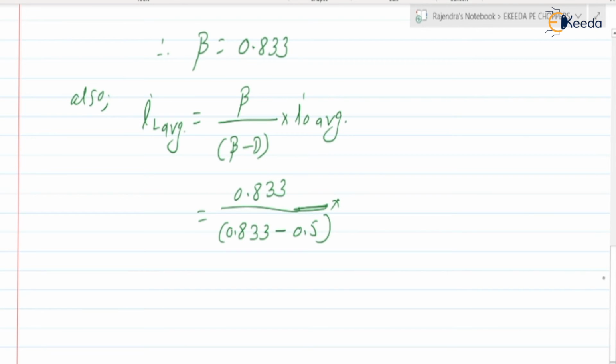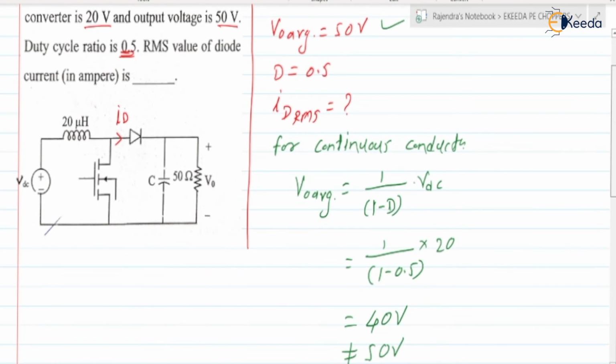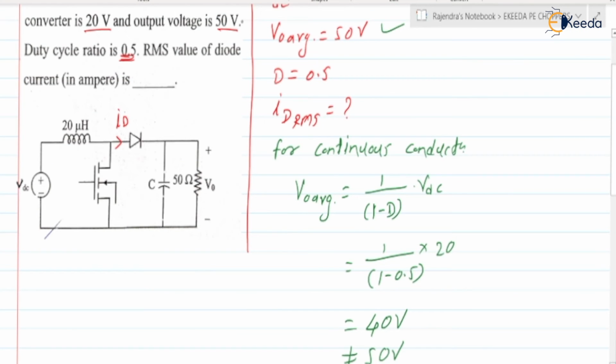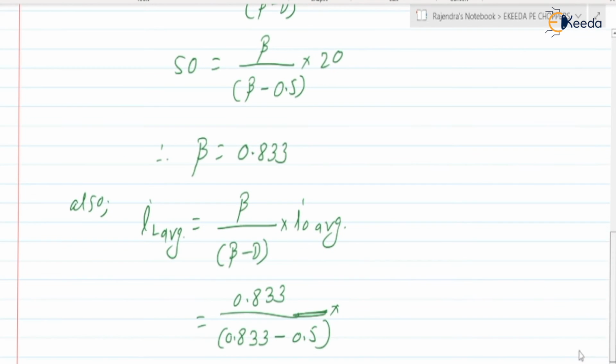What is the I0 average? I0 average we can find as V0 average divided by resistance, 50. So it is 50 by 50. Are you getting the point? I'm writing it as V0 average divided by load resistance RL.